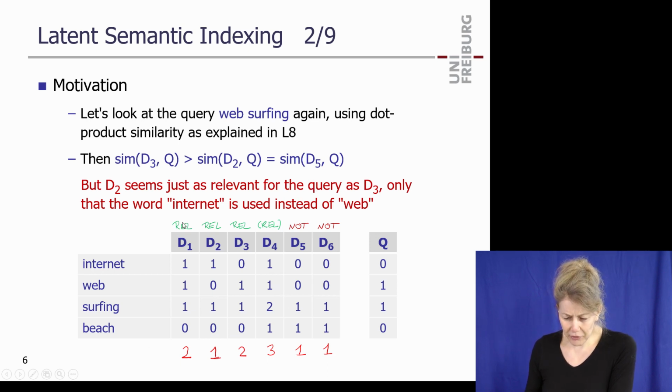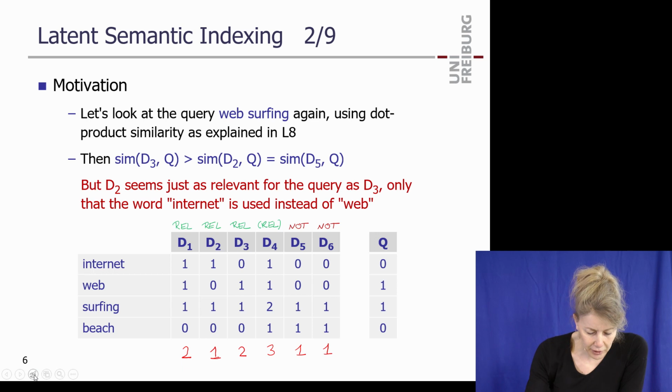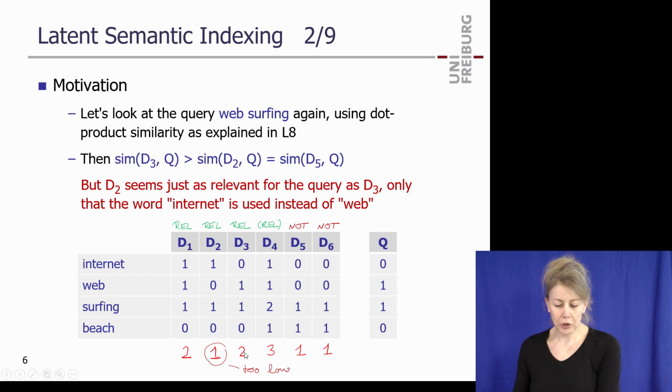So if you would rank according to this, we see a problem. These 4 are relevant and they get pretty good scores, except this one, right? This score is too low, and it's easy to understand. This is a relevant document, but the score doesn't reflect it. It just gets the same score as these non-relevant documents.